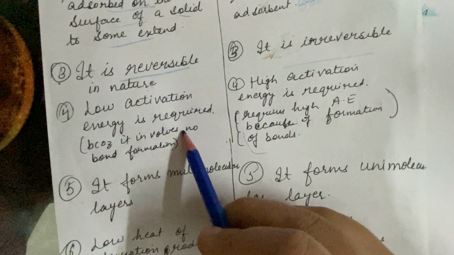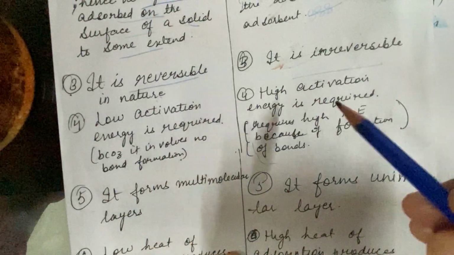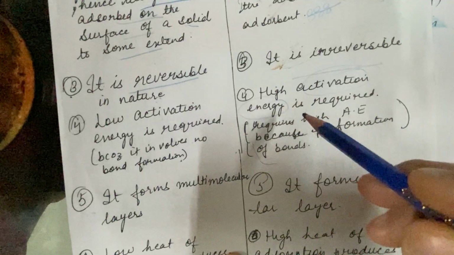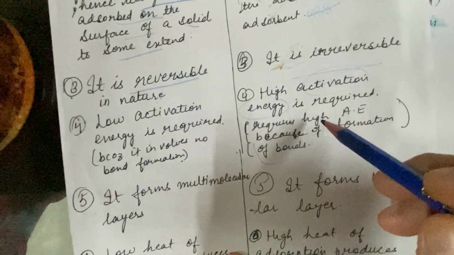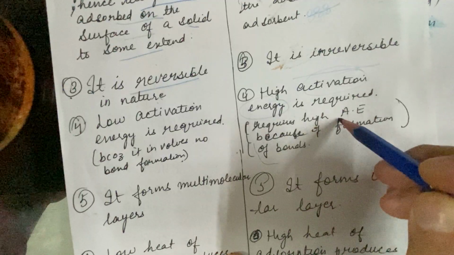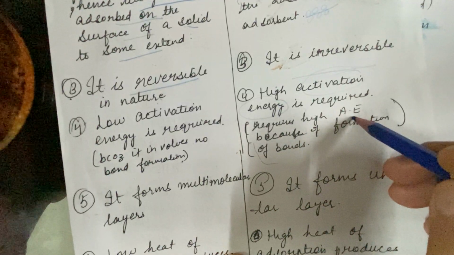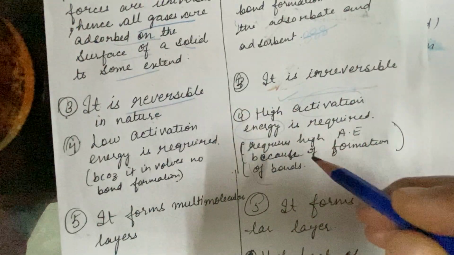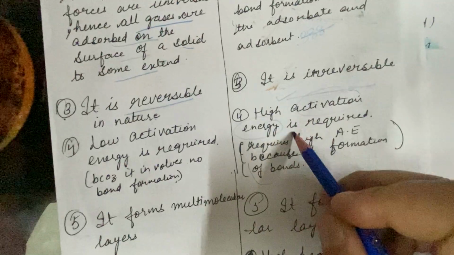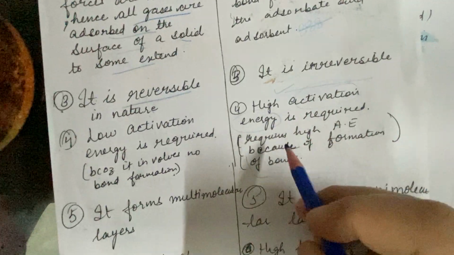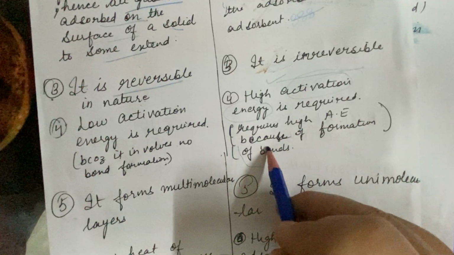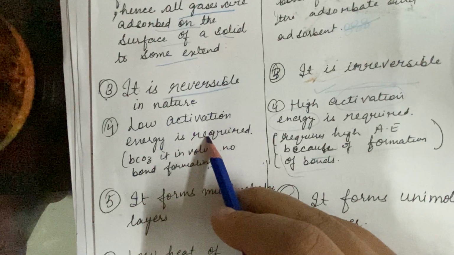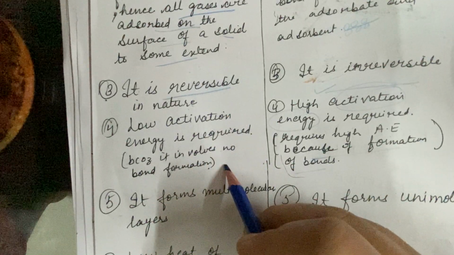Then we have low activation energy. So what is activation energy? You must know this. Activation energy is the minimum amount of energy that is required to start the reaction. Because chemical bonds are forming in case of chemical adsorption, we say their activation energy is high. So they require high activation energy because of formation of bonds. Here in physisorption we do not require much activation energy because bonds are not involved.